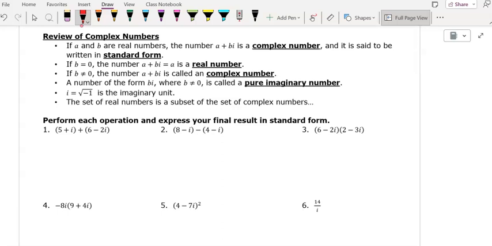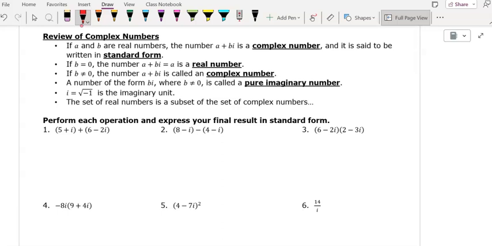That's in standard form. If B is equal to 0, then that just means it's a real number, because 0 times i is going to cancel out the i, right? So B cannot equal 0, therefore, to be a complex number. In order for it to be a complex number, your B must be any number besides 0 so that it does have the imaginary number.